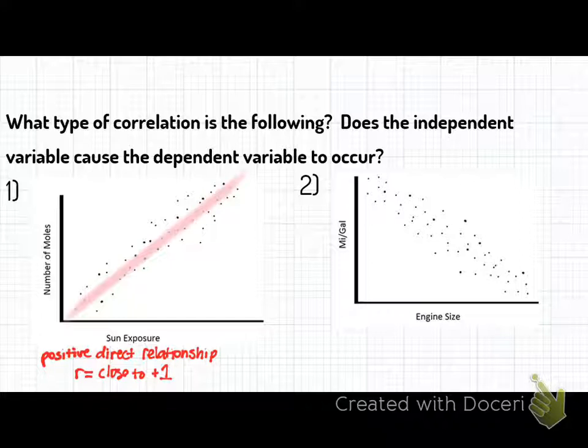Okay, and now, number 1, the next question I've got to ask myself: does the independent variable cause the dependent variable to occur? So I've got a question. Does sun exposure cause moles? Yes. No. Yes. It causes sun kisses. My grandma calls them sun kisses. What do you think? Yes or no?